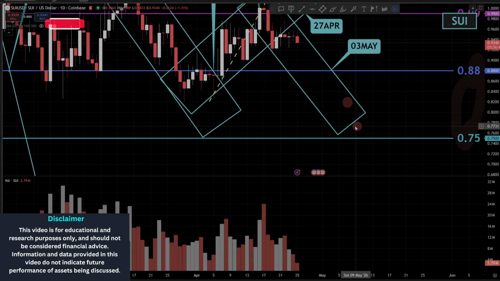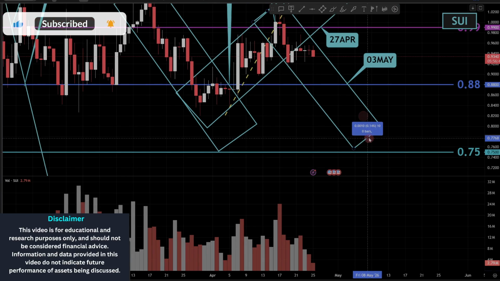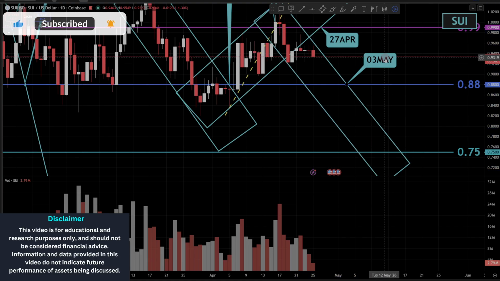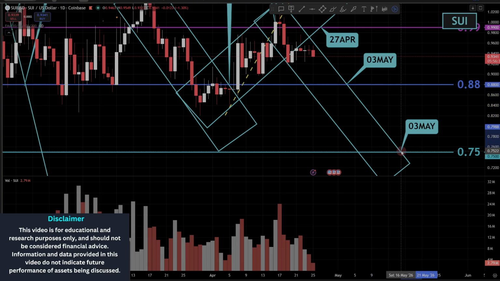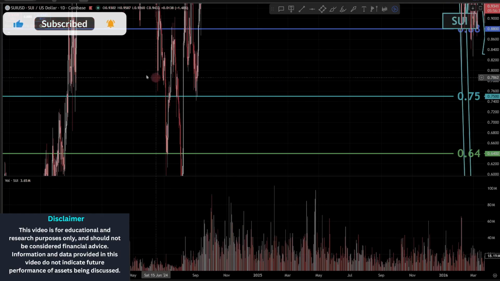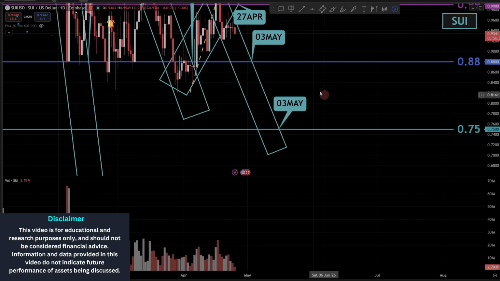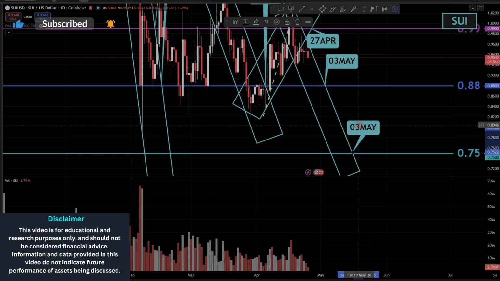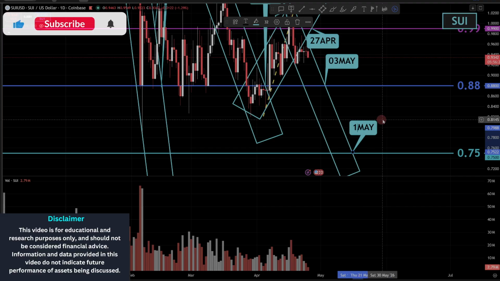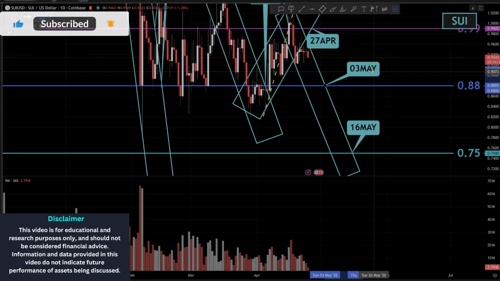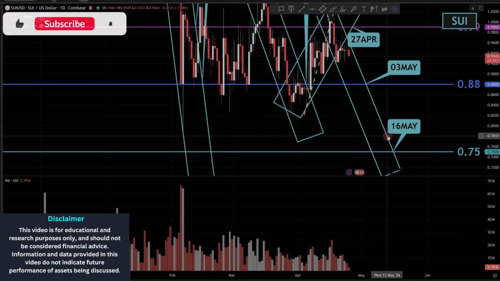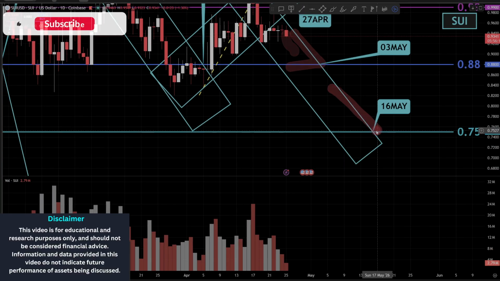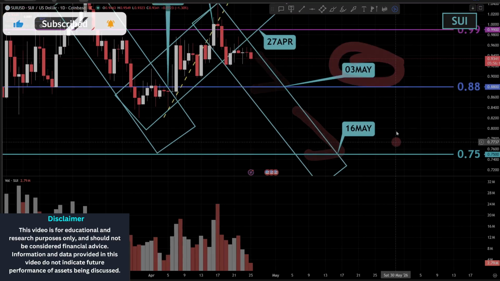Or even worse, extend all the way to the 0.75, like we talked about, if we take reference from the earlier accumulations. So that's still a possibility. That leads us to 16th of May, around mid-May. Not very far, about 3 weeks' time. Okay, so you see decision point 1, decision point 2, first timing, second timing.